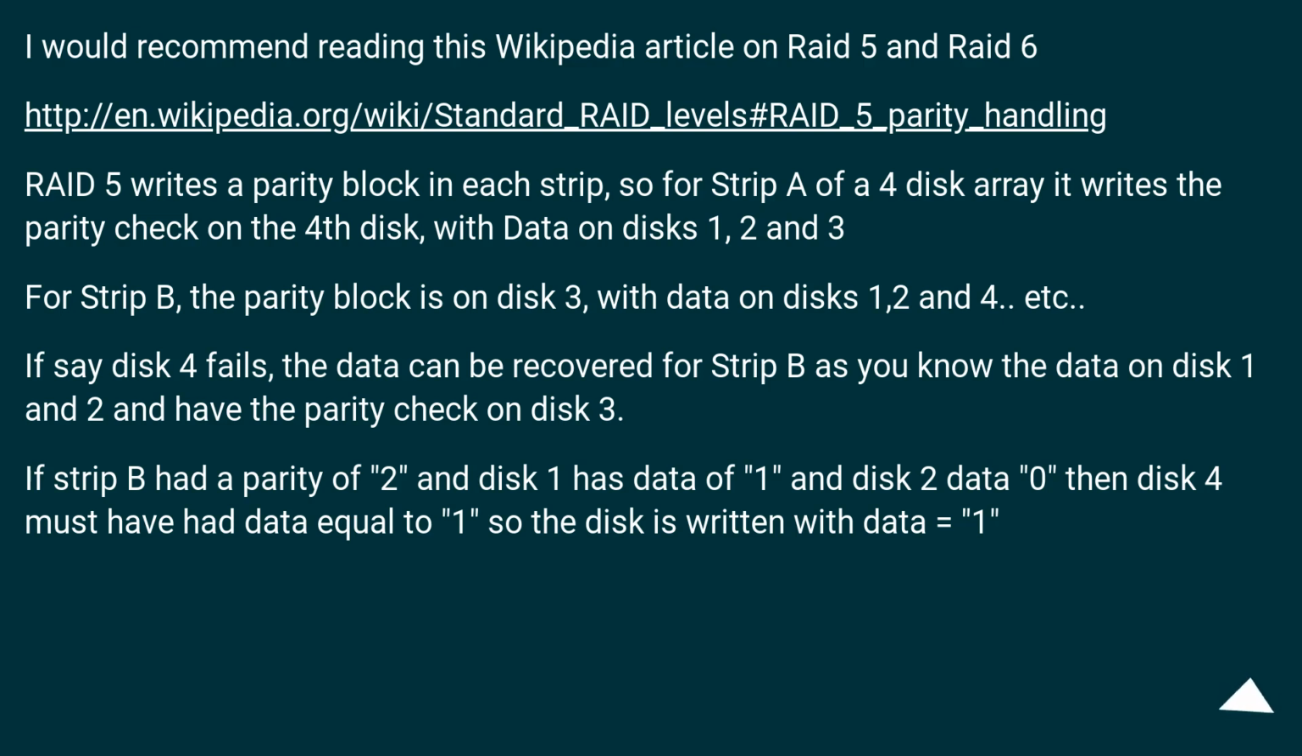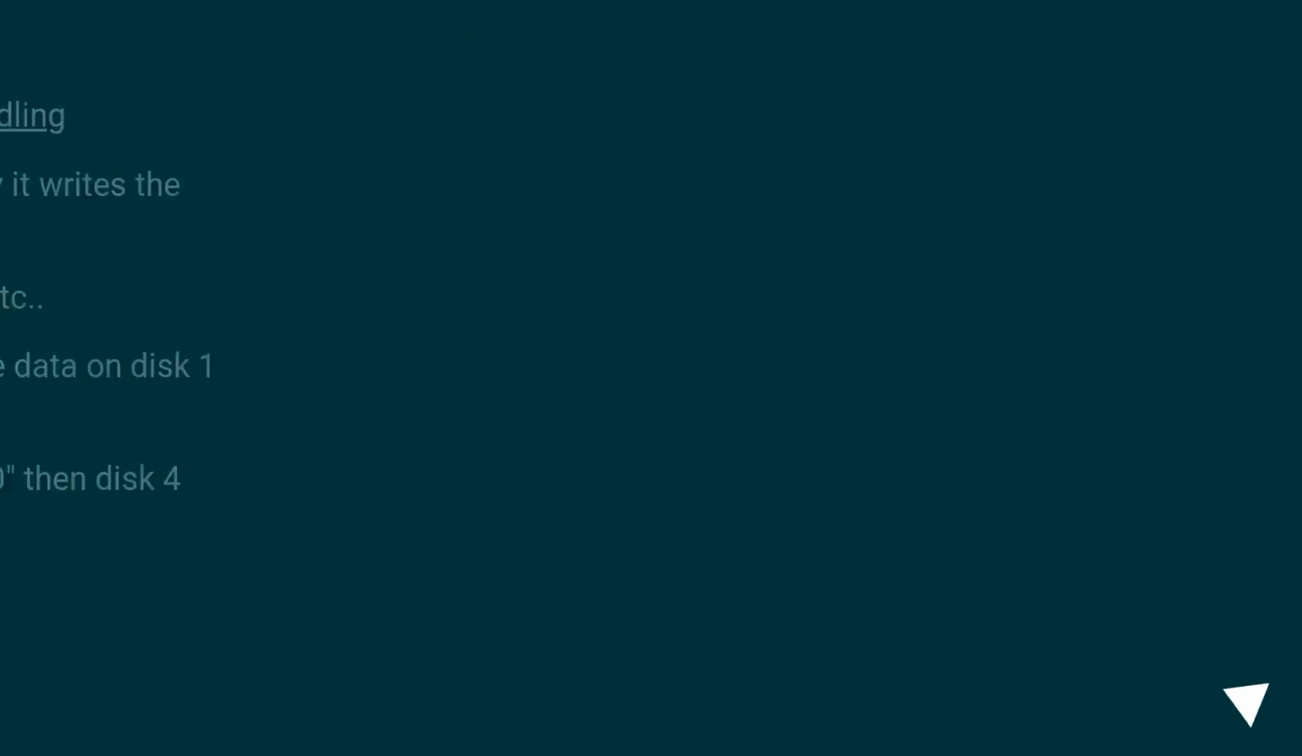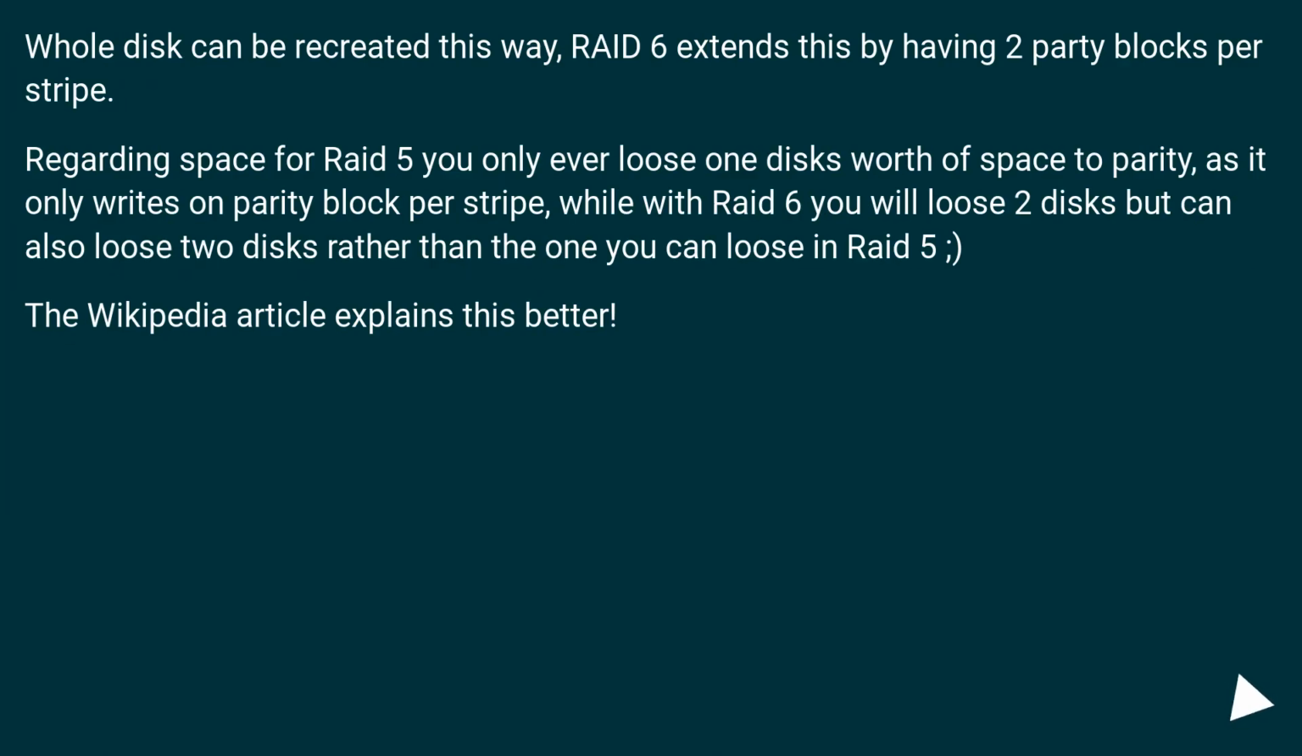If strip B had a parity of 2 and disk 1 has data of 1 and disk 2 data 0, then disk 4 must have had data equal to 1, so the disk is written with data equals 1. Whole disk can be recreated this way. RAID 6 extends this by having 2 parity blocks per stripe.